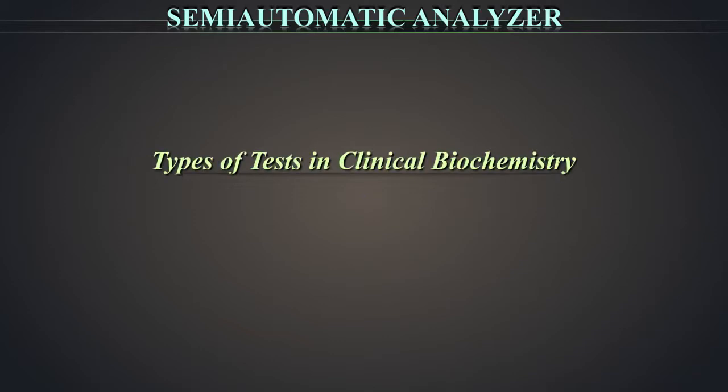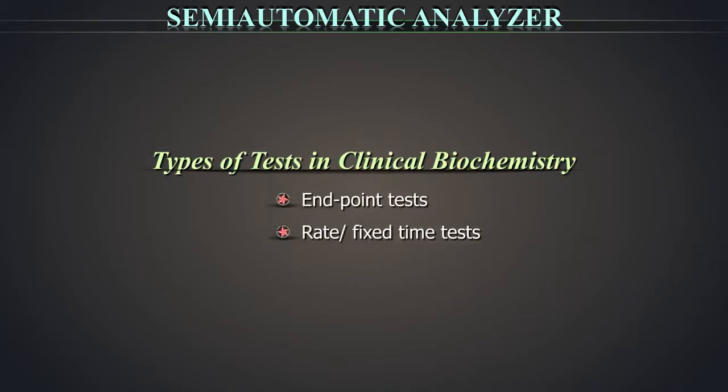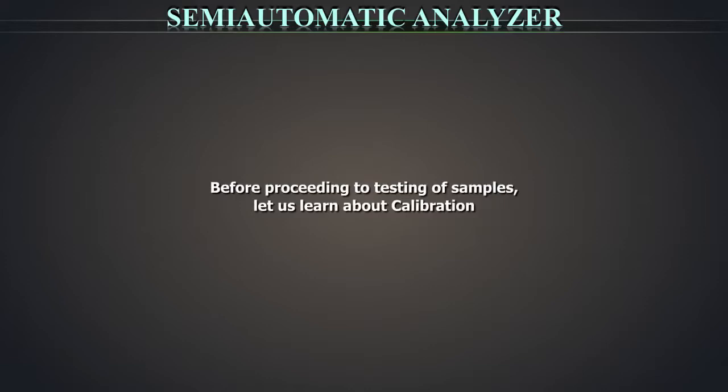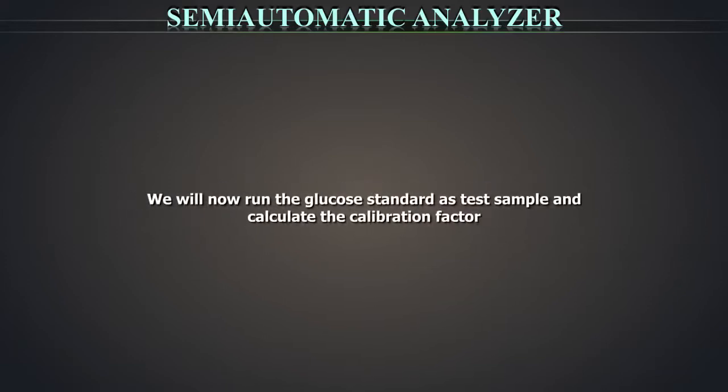Types of tests in clinical biochemistry. Endpoint tests, rate or fixed time tests, kinetic tests. We will discuss one example of the endpoint test in this tutorial, that is, the measurement of glucose by glucose oxidase peroxidase, that is GOD-POD method. Before proceeding to testing of samples, let us learn about calibration. We will now run the glucose standard as test sample and calculate the calibration factor.